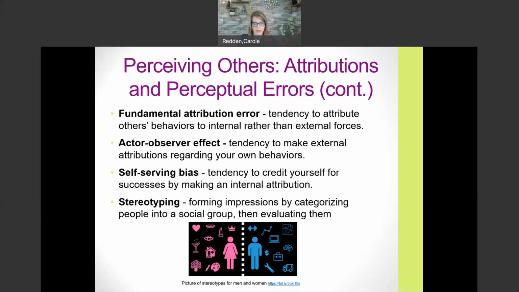So again, a fundamental attribution error is when we decide that there's an explanation simply based on who the other person is internally, because it doesn't give us all the facts. That's why it's an error. Then we have something called an actor observer effect.